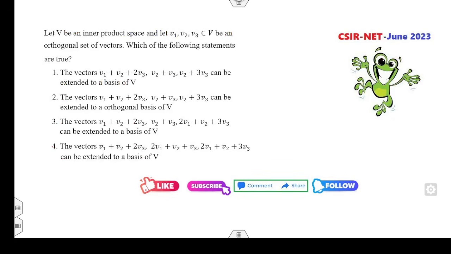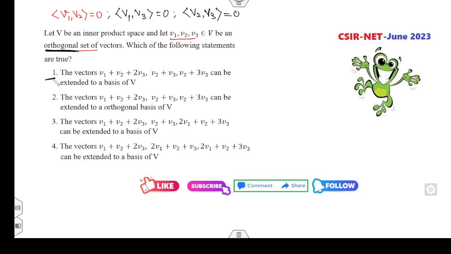चलिए look at the next one. Now it's June 2023. Let V be the inner product space such that the Vi's are orthogonal. What is the meaning of orthogonal? Inner product of V1 and V2 is 0. Inner product of V1 and V3 is 0. Inner product of V2 and V3 is 0. Fine, they are only orthogonal. Orthonormal है, इसकी कोई गारंटी नहीं है अभी.